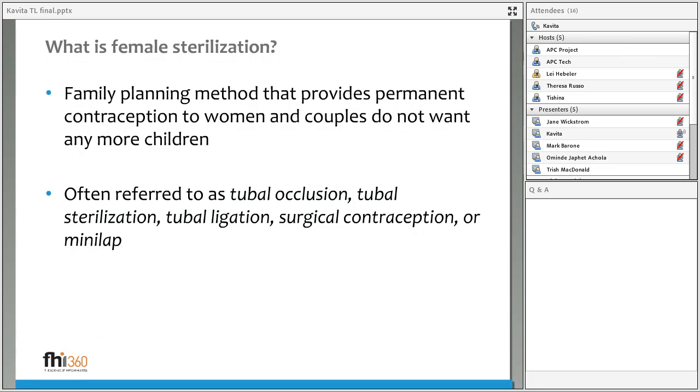Some of you are already familiar with female sterilization, but as background, it's a family planning method that provides permanent contraception to women and couples who do not want any more children. We're going to be focusing on surgical sterilization today. You may have heard of non-surgical sterilization, but the methods have either not been proven to work, have had safety issues, or are in very, very early development. So today we're focusing on surgical sterilization, which is often referred to as tubal occlusion, tubal sterilization, tubal ligation, surgical contraception, or mini lab.